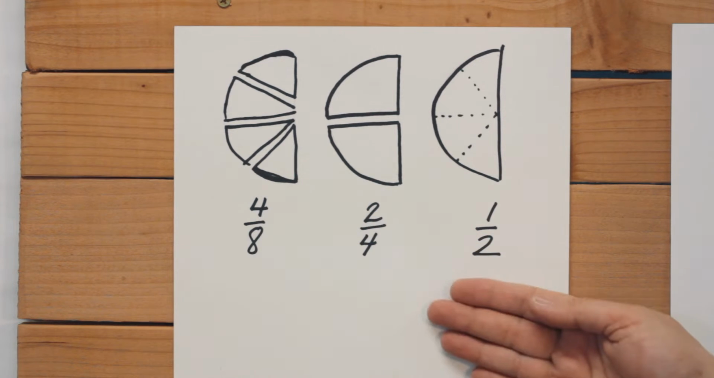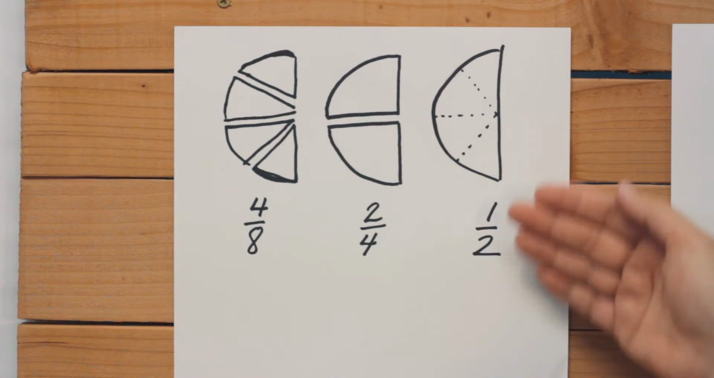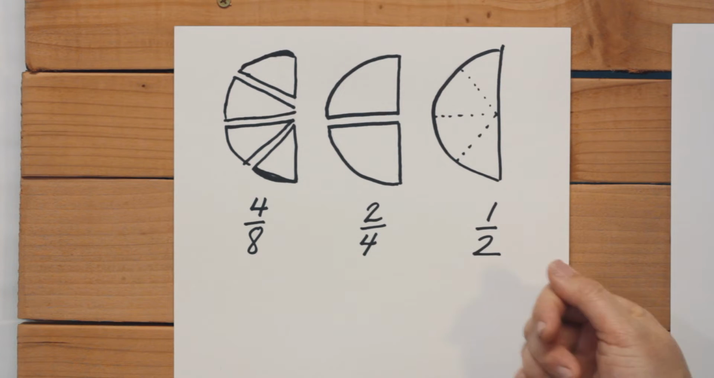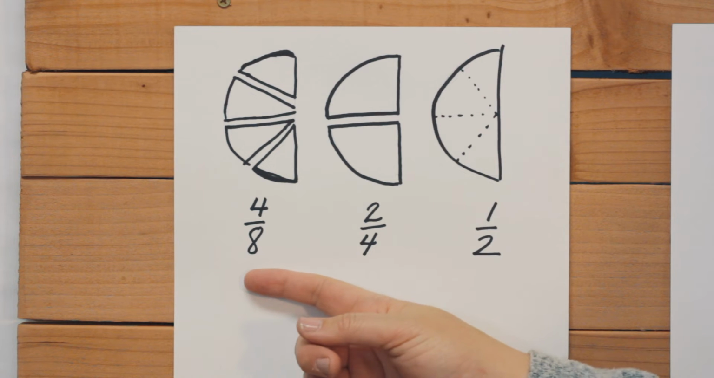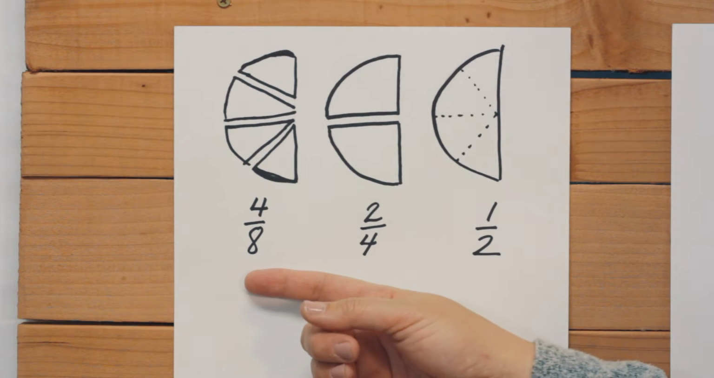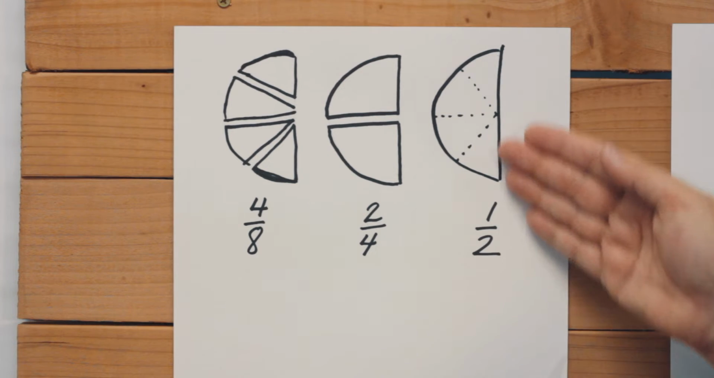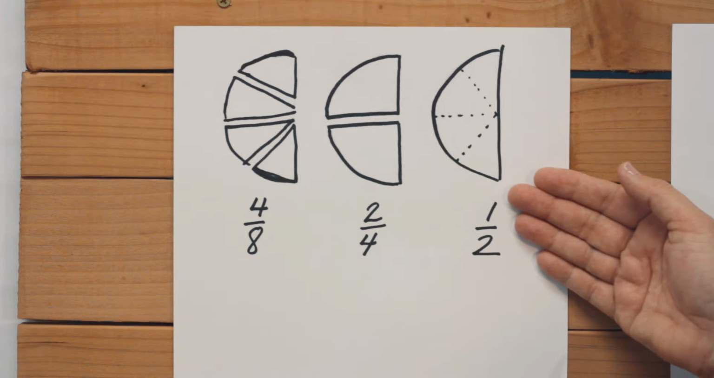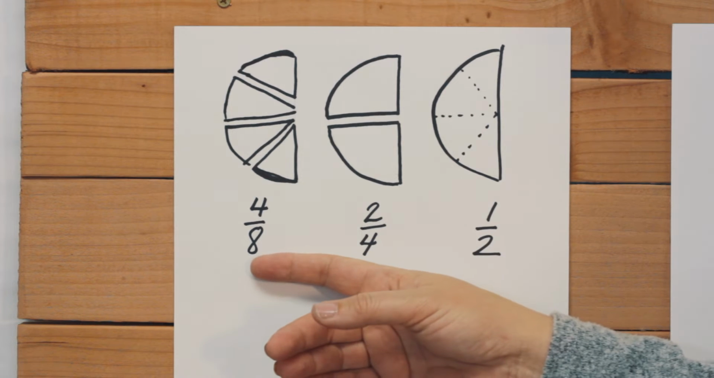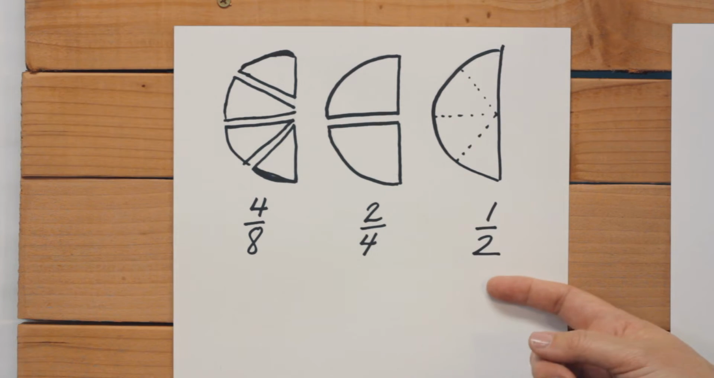First, look at these shapes. All three shapes are the same, but they're divided into different parts. Here we have 4/8. We can pretend it's a pizza. Here we have 2/4, and here we have exactly 1/2. So why do we say 4/8 when we really mean 1/2?